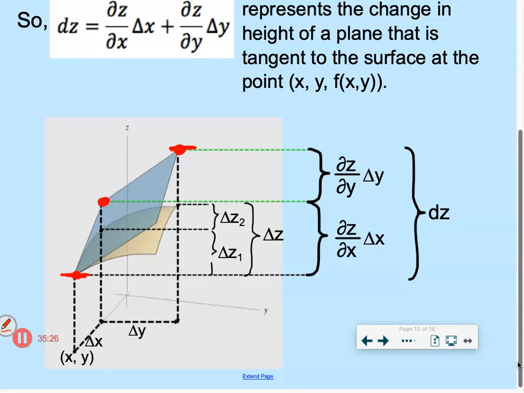Now, there's no way I could show this visually if we add more inputs, but you can have change in multiple inputs. It's just that I can't show it because it would be more than 3 dimensions. But you can.